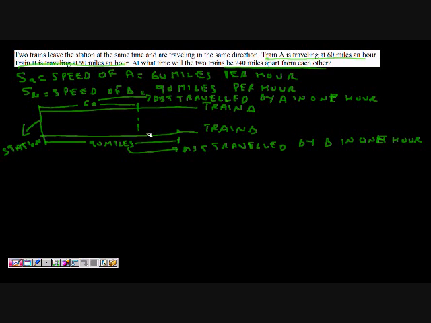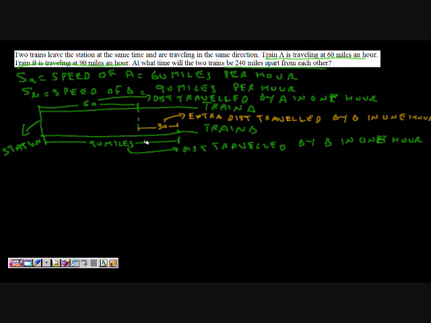As you notice, the speed of B is more than the speed of A. So that means that train B has traveled some extra distance. So this extra distance is 30 miles, which is the difference between the speed of B and A. So this is the extra distance traveled by B in 1 hour.